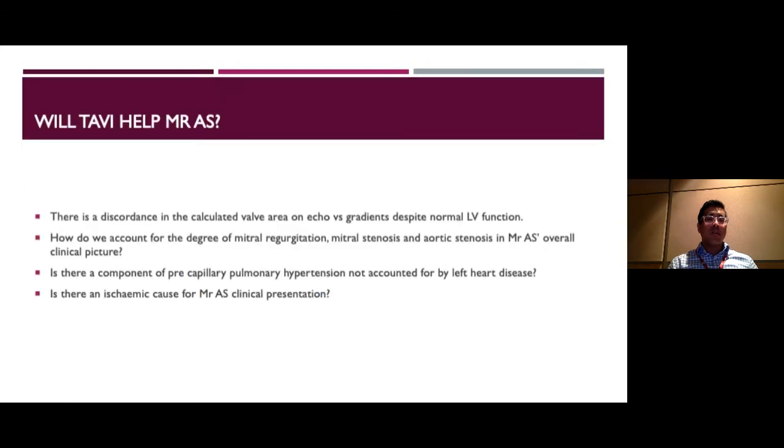So, will TAVI help Mr. AS? There were 4 questions and concerns which we needed to answer. There is a discordance in the calculated valve area on echo versus the gradients despite normal left ventricular function. How do we account for the degree of mitral regurgitation and mitral stenosis and aortic stenosis in Mr. AS's overall clinical picture? Is there a component of precapillary pulmonary hypertension not accounted for by left heart disease? And is there an ischemic cause for Mr. AS's clinical presentation?